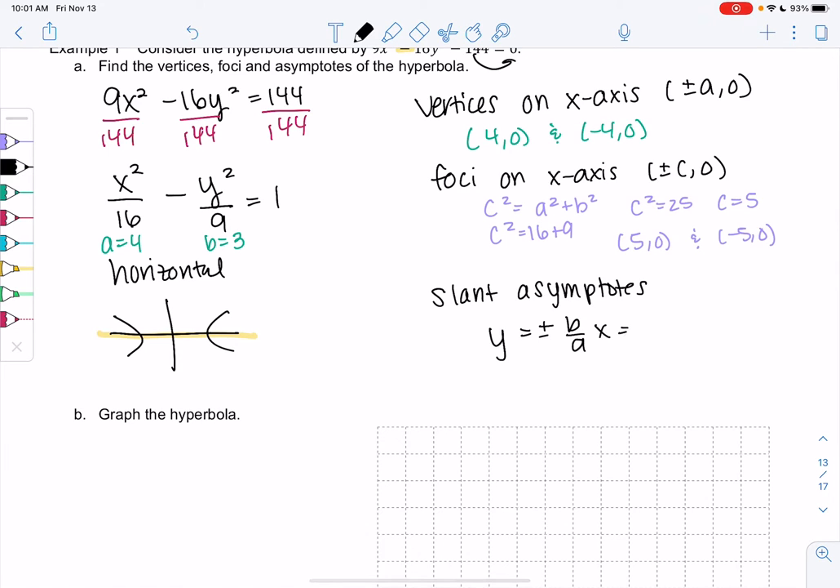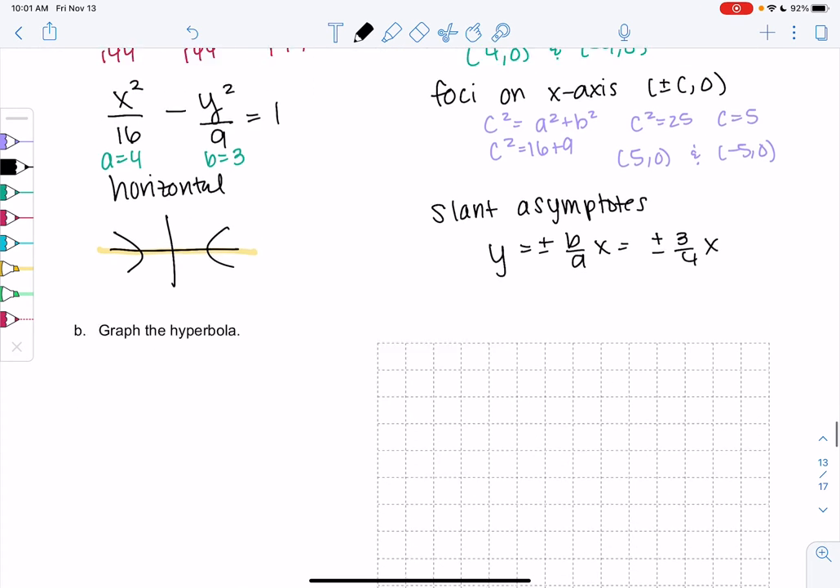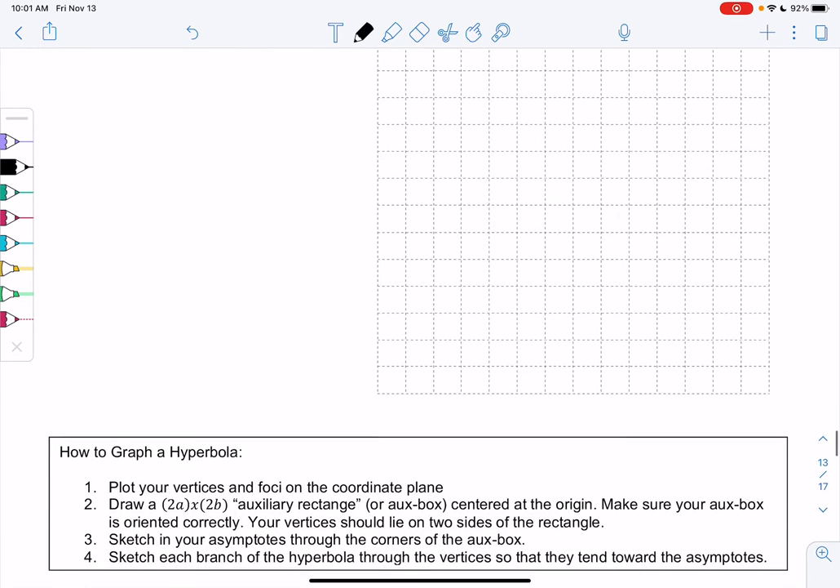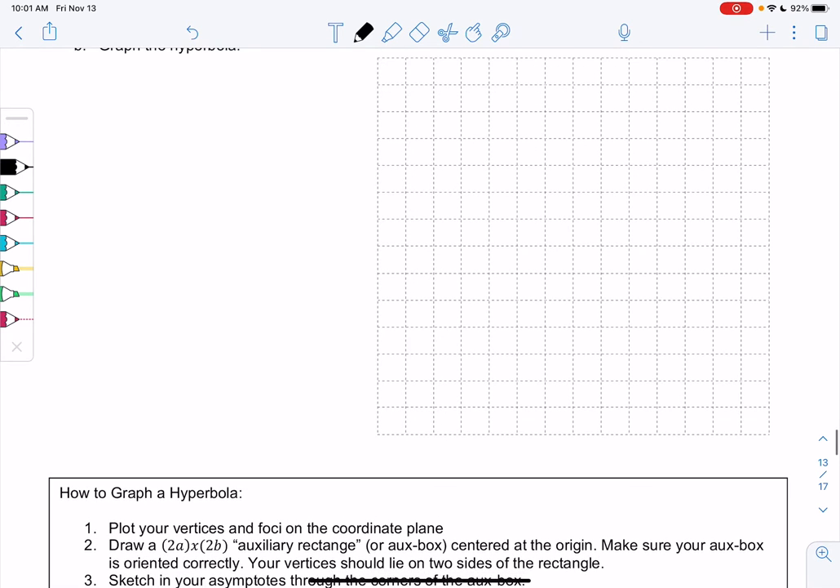So we will get two asymptotes, positive 3/4 and negative 3/4. All right, so let's graph it and we'll see how all this ties into the graph. So I'm just going to follow these directions below. First, I'm going to plot my vertices and foci on the coordinate plane, so on the graph.